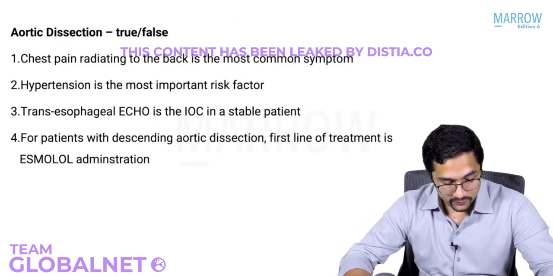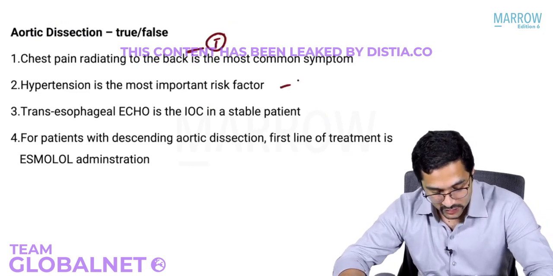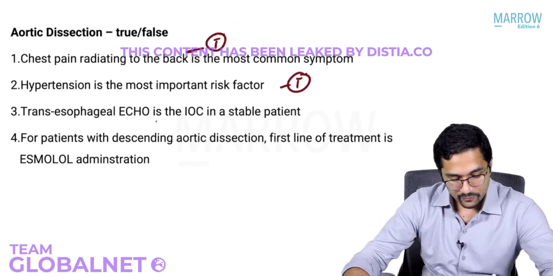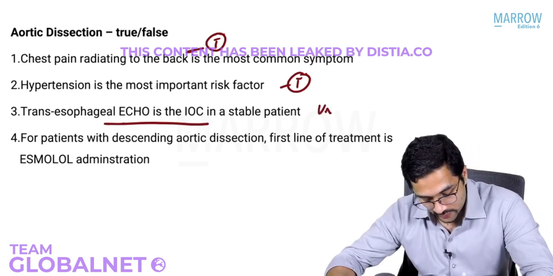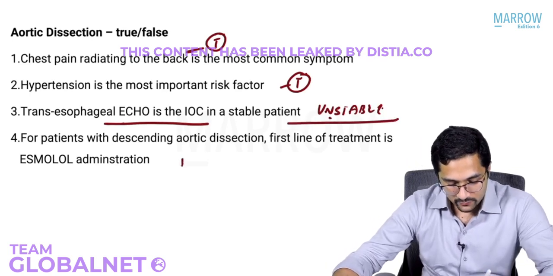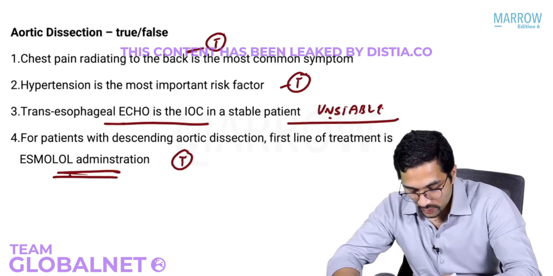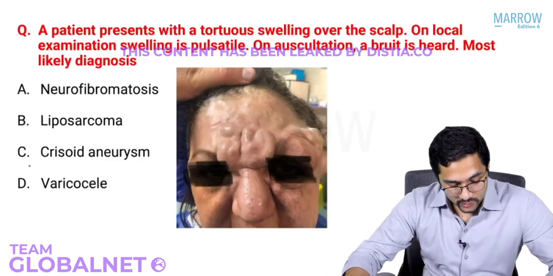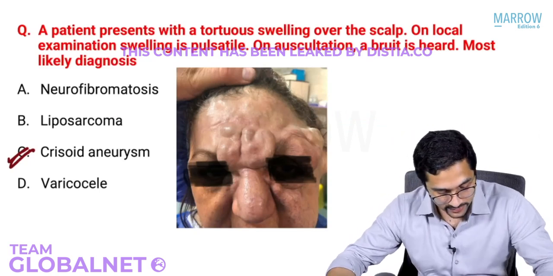Aortic dissection, true and false. Chest pain radiating to the back is the most common symptom. Hypertension is the most common risk factor. Transesophageal echo is the investigation of choice in an unstable patient. Not stable, unstable patient. And first line of treatment is esmolol administration. This is also correct. This was the question which I told you. This is a cirsoid aneurysm. I showed you the image as well. This is a cirsoid aneurysm.